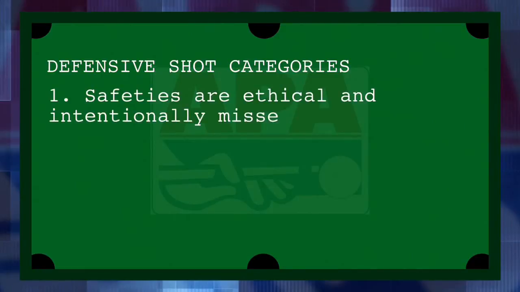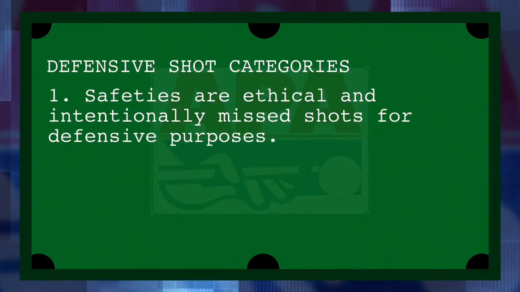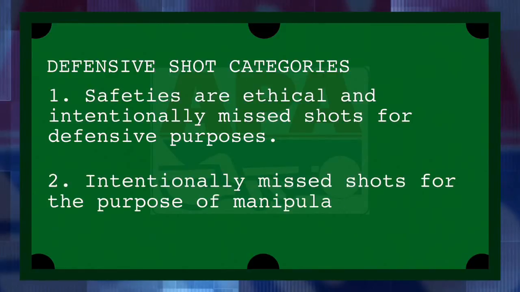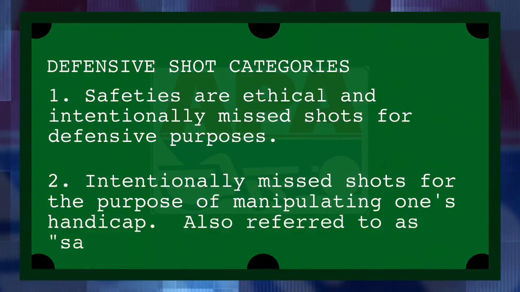Intentionally missed shots fall into 2 basic categories. The first category is safeties. Safeties are perfectly ethical, but are intentional misses nonetheless. The second category is intentionally missed shots for the purpose of manipulating one's handicap, also referred to as sandbagging.